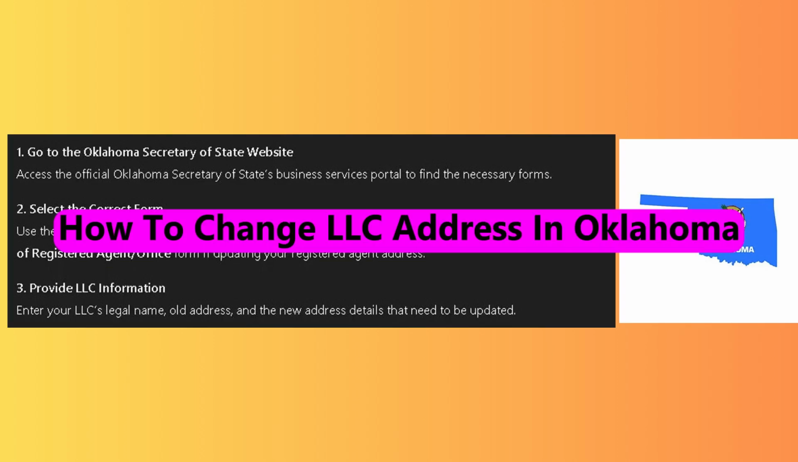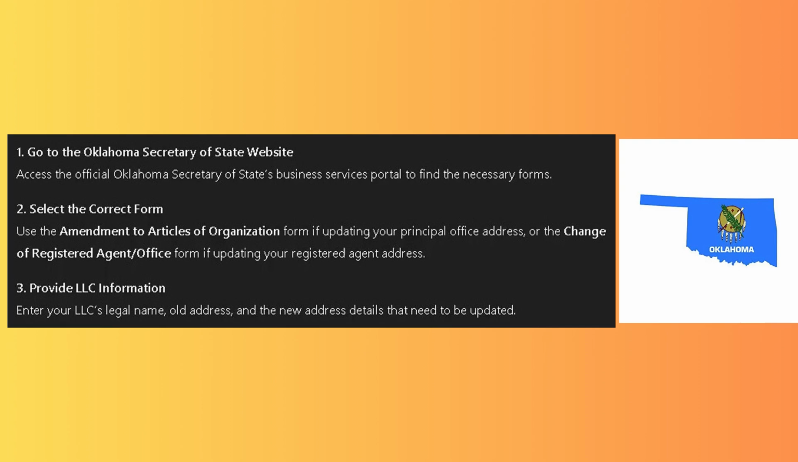In this video, you will learn how to change your LLC address in Oklahoma. Go to the Oklahoma Secretary of State website, access the official Oklahoma Secretary of State Business Service portal, and then find the necessary form. Select the correct form. Use the Amendment to Article of Organization form if you're updating your principal office address, or Change of Registered Office form if you're updating your registered agent office.